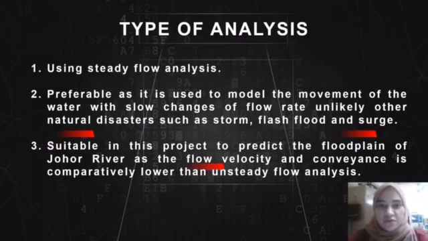It is preferable because it is used to model the movement of water with slow changes of flow rate, unlike other natural disasters such as storm, flash flood, and surge. It is also suitable in this project to predict the floodplain of Johor River as the flow velocity and conveyance are comparatively lower than in unsteady flow analysis.